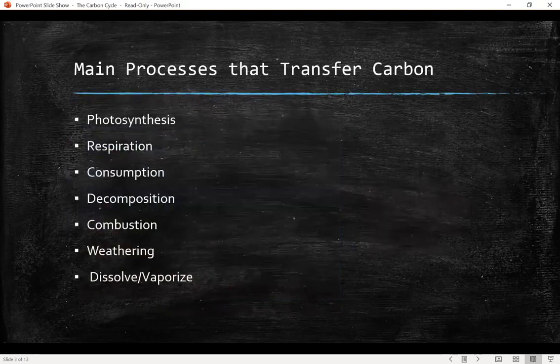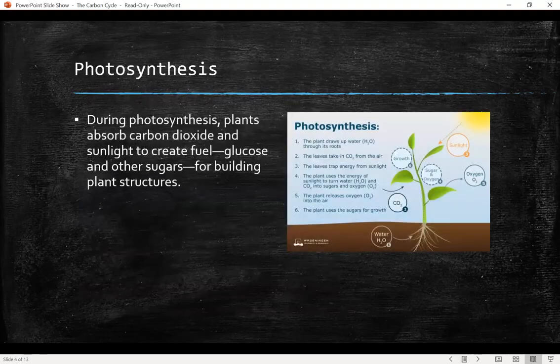The carbon cycle has the following main steps: photosynthesis, respiration, consumption, decomposition, combustion, weathering, dissolve, and vaporize. Now I'll introduce them one by one. The first one is photosynthesis.